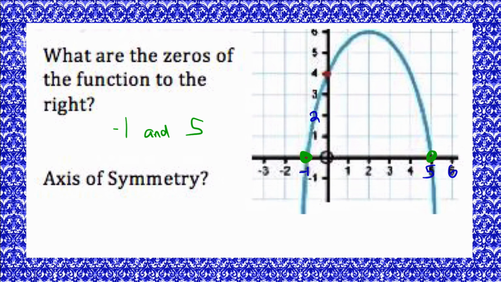What's your equation of your axis of symmetry? Symmetry means right down the middle, so I'm going to draw this down the middle. Oh, also goes through x equals 2. And that's it. Oops, a little unclear. That was, in fact, a 2.